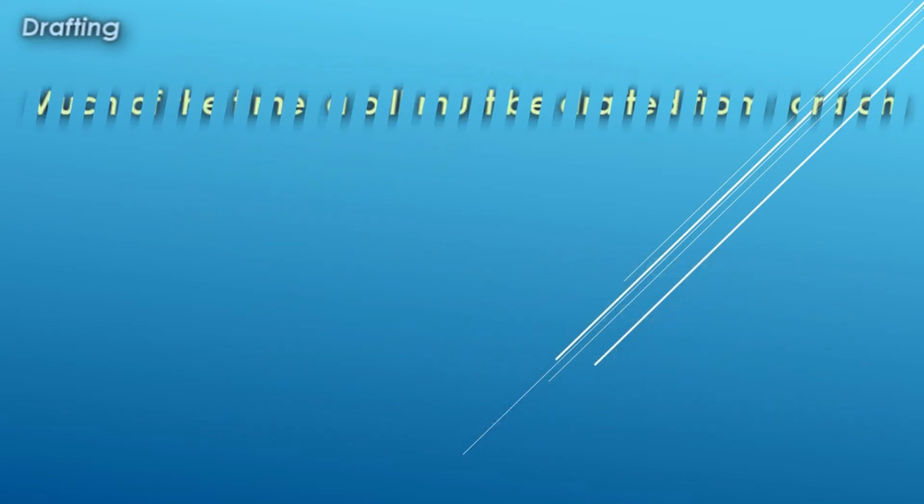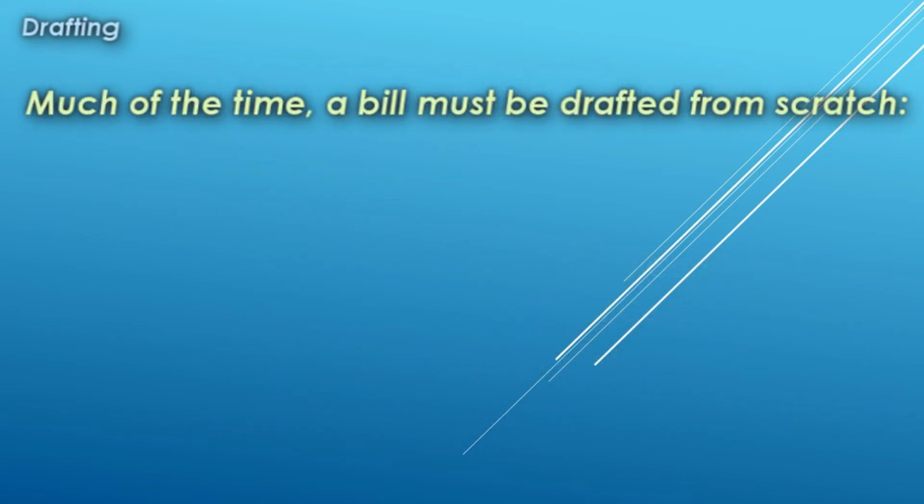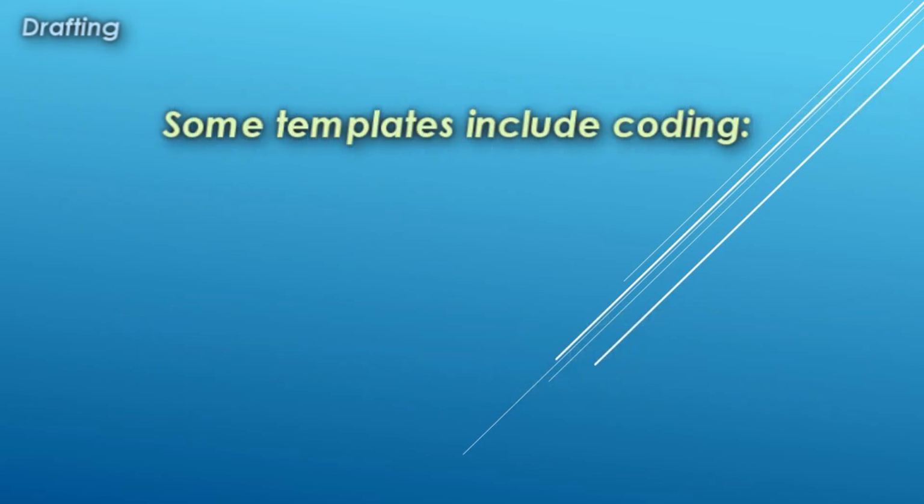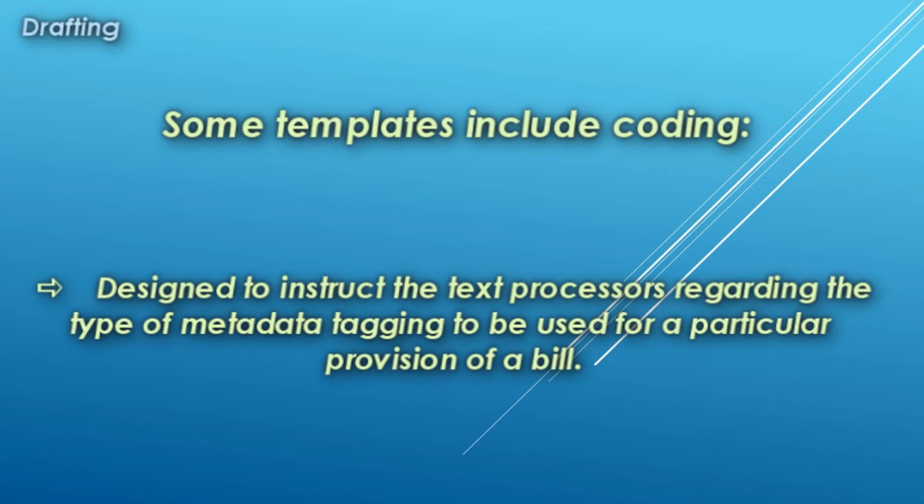Much of the time, a bill must be drafted from scratch using Microsoft Word. A menu of templates is used to ensure uniform bill section lead-ins and special provisions, including effective date and applicability provisions. Some templates include coding designed to instruct the text processors regarding the type of metadata tagging to be used for a particular provision of a bill.